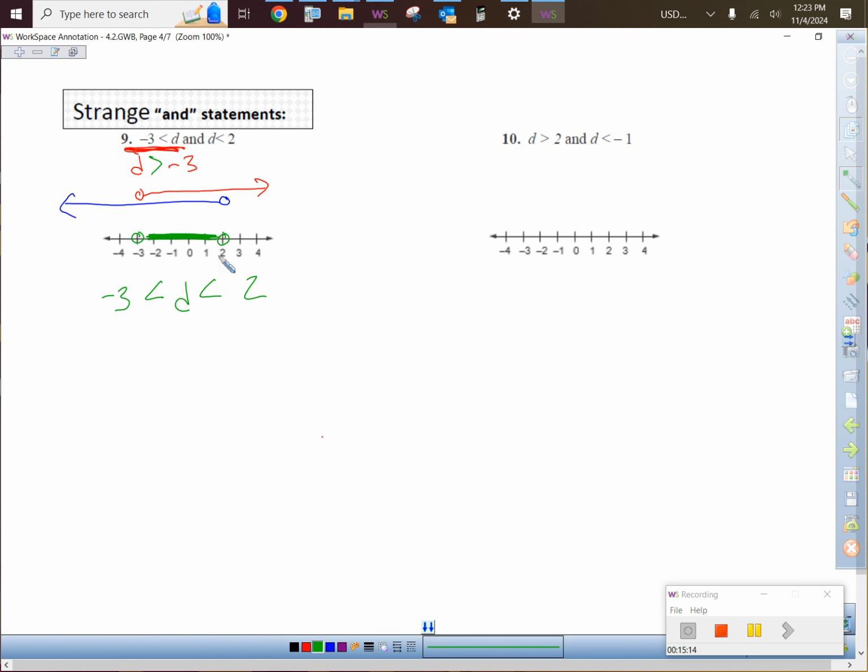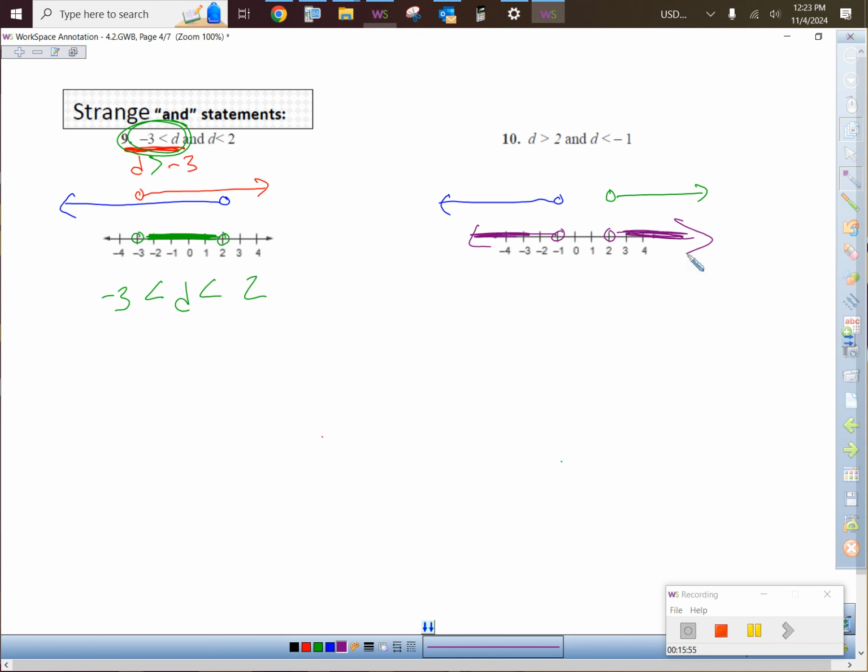What made him strange? They typed that backwards for me, and I needed to switch it around. Otherwise, he still turned out pretty normal. Are we okay with that? Now, let's try this one. D greater than 2. D less than -1. Decide what the answer should look like. Is this purple thing our answer? Thoughts?